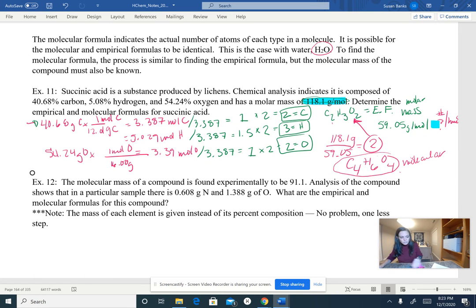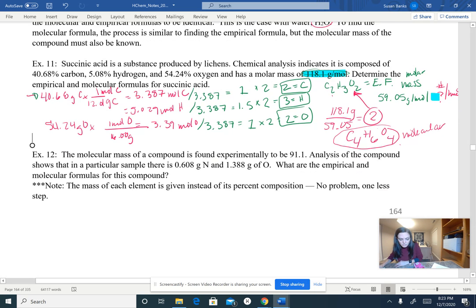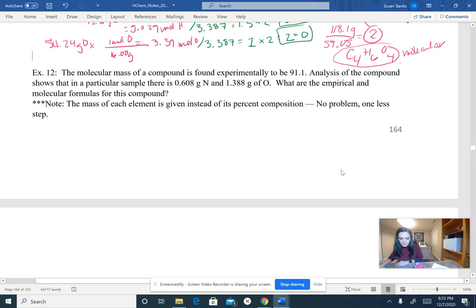Okay, let's do another example here. The molecular mass of a compound is found experimentally to be 91.1 grams. Analysis of the compound shows that in a particular sample, there is 0.608 grams of nitrogen and 1.338 grams of oxygen. What are the empirical and the molecular formulas for this compound? Notice I don't have things in mass percent. So I'm going to use the grams that are given to me and get them into moles. So I don't even have to pretend that I've got 100 grams of this stuff. I'm going to just use the grams that I have.